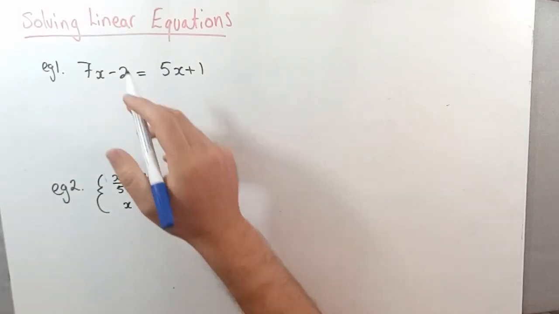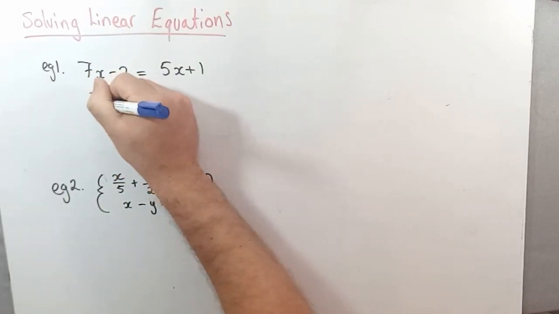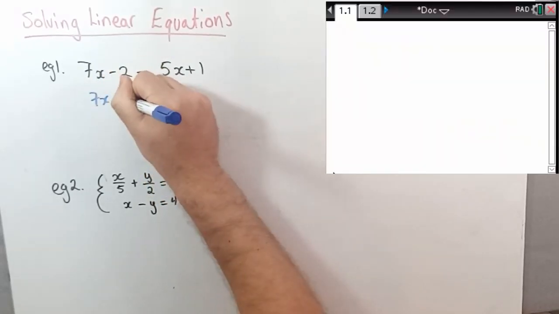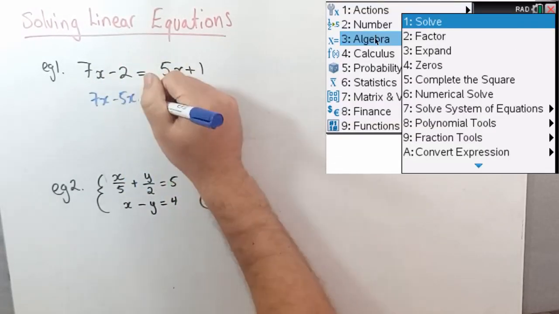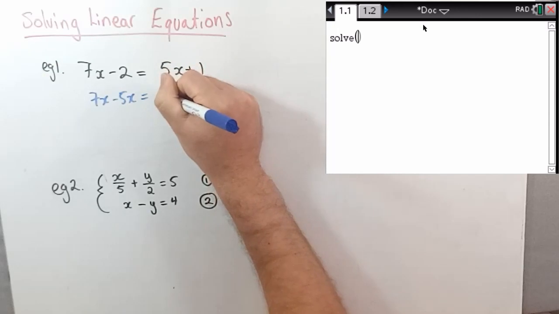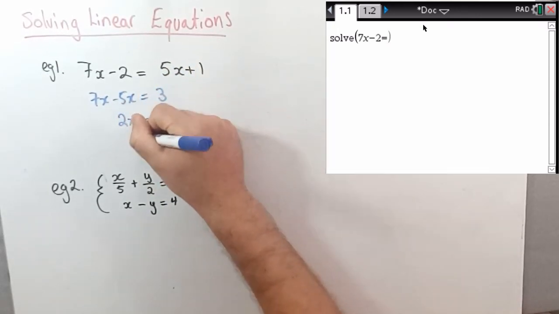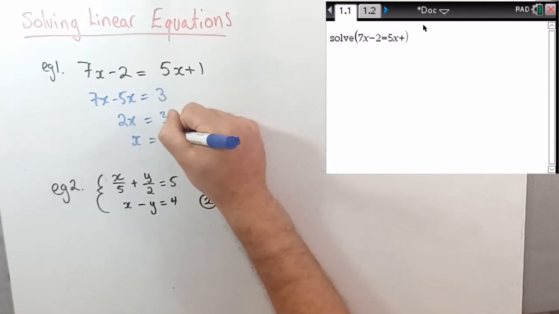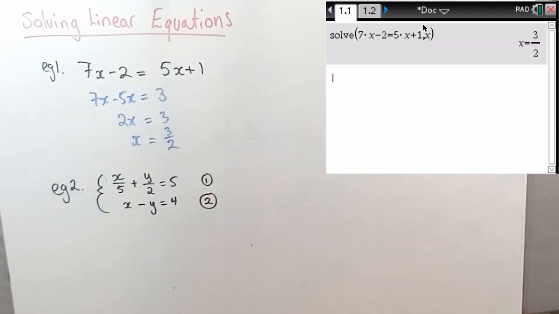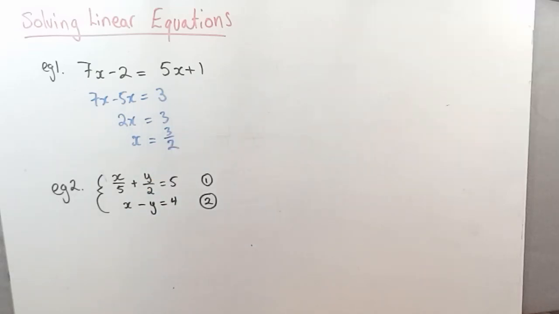If we move all the x's to one side, so 7x minus 5x, and move the 2 to the other side, I get 1 plus 2, which is 3. So we get 2x is equal to 3. Therefore, x is equal to 3 on 2, which is 1.5, but we can just leave it as the improper fraction 3 on 2. That's the preferred way to leave it.